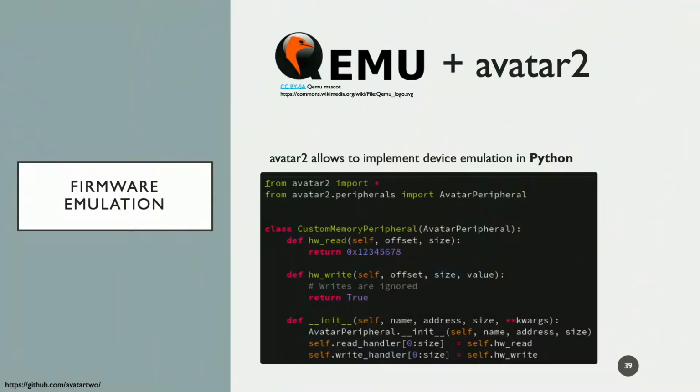Here is an example of how such a simple device simulation could look. When you have an Avatar 2 setup, you can program a peripheral with just defining two functions. In this example, I defined a HW read and a HW write function. The write function does nothing. It just ignores whatever is written to this peripheral. And the read function just returns an arbitrary value. So this is a stupid device, but it shows how simple it is in Avatar to create a device simulation. You can easily extend that example with a more complex setup.